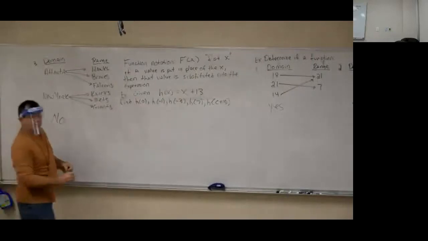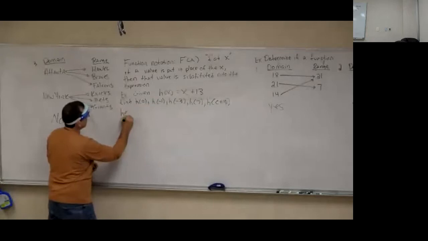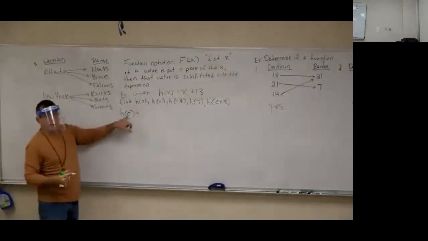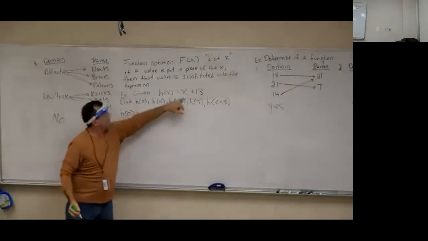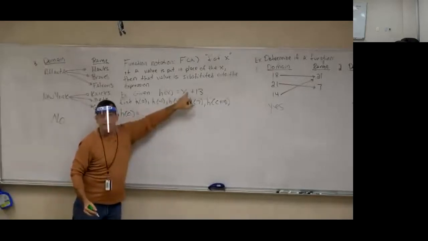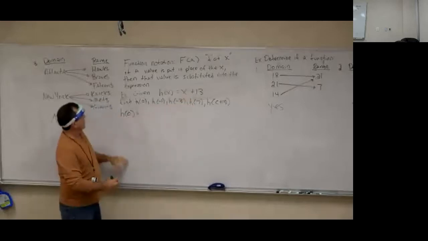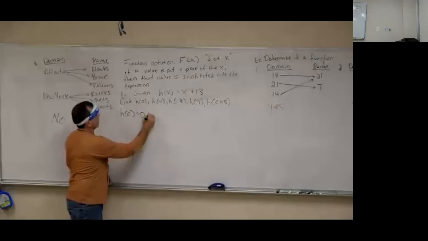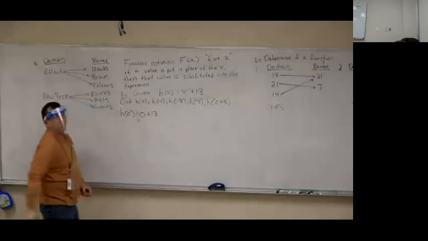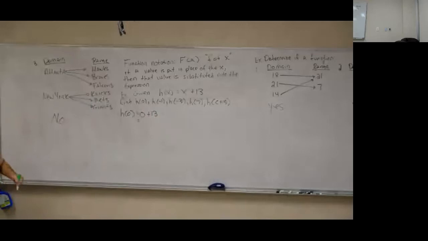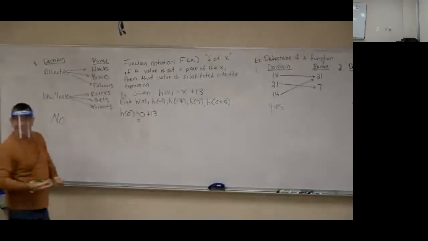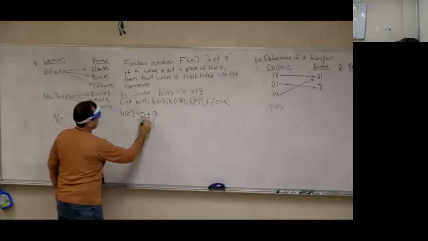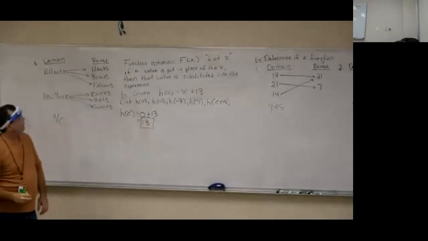So we'll start out with h of 0. Since they now have a 0 in here for the x, I need to take my expression, and where they have an x, I'm going to put that 0. So h of 0 will be 0 plus 13. So h of 0 equals 13.